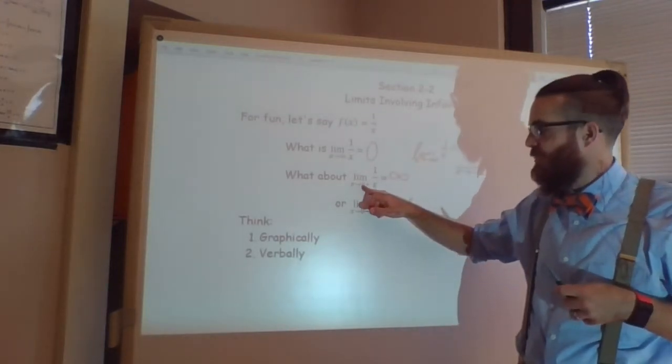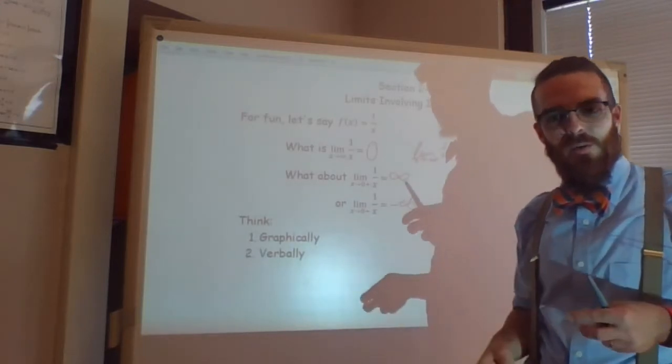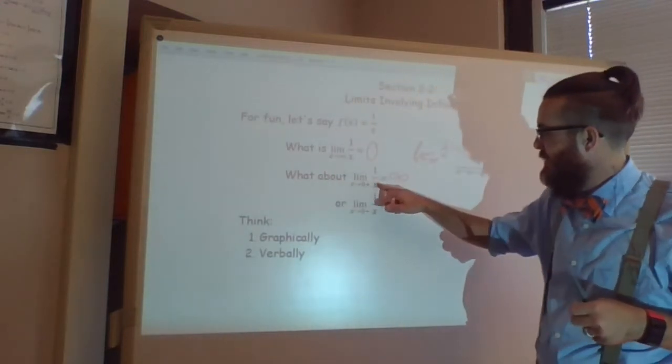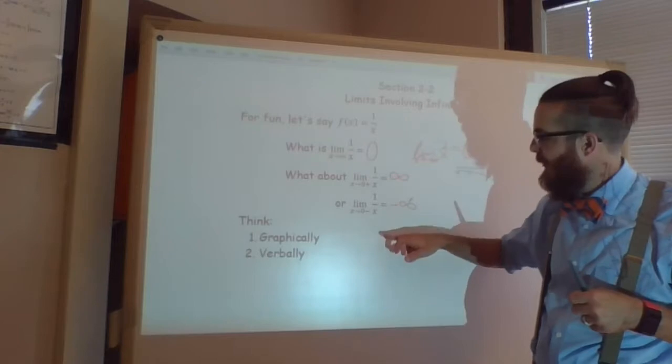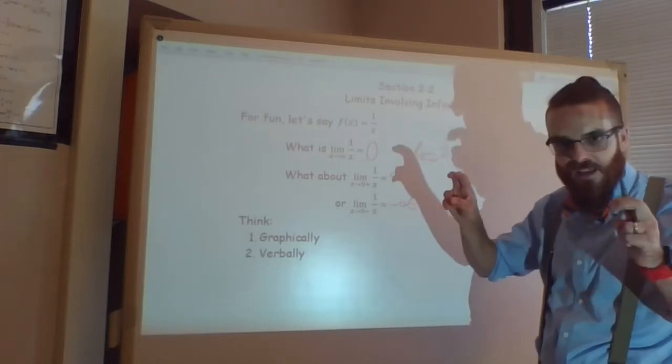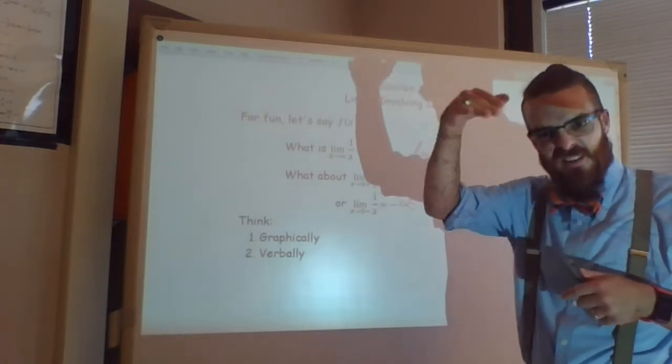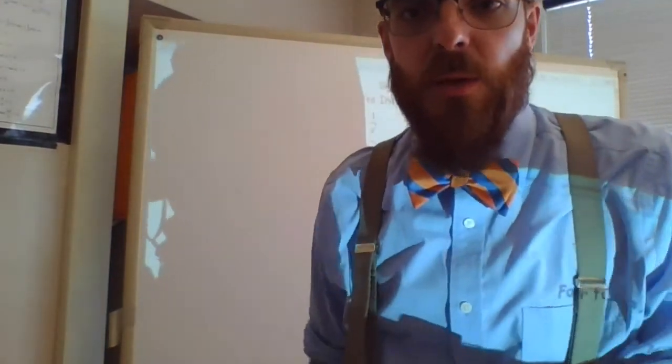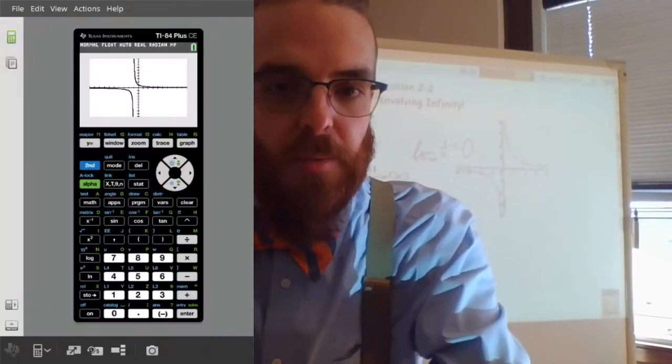And again, our division rules work the same. So 0 from the right would be positive 0. Positive divided by positive gives me positive. Positive divided by negative 0 gives me negative infinity. Say that it's shooting down. Another way to look at this would be that numerical approach.